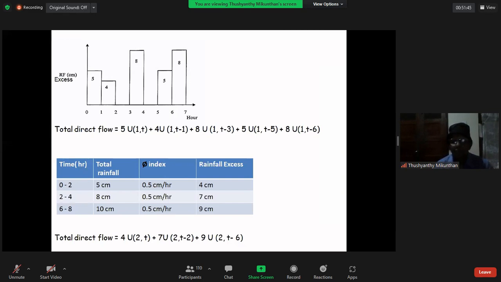Derivation of the equation to estimate total direct flow.